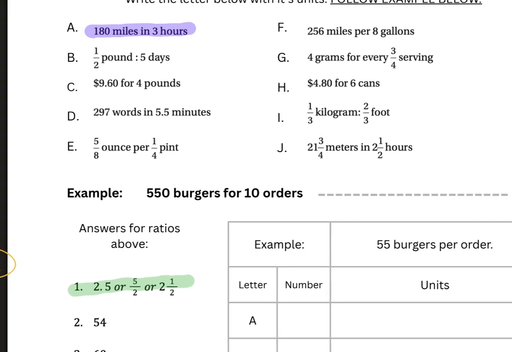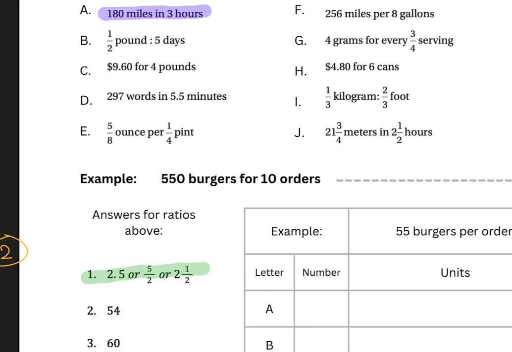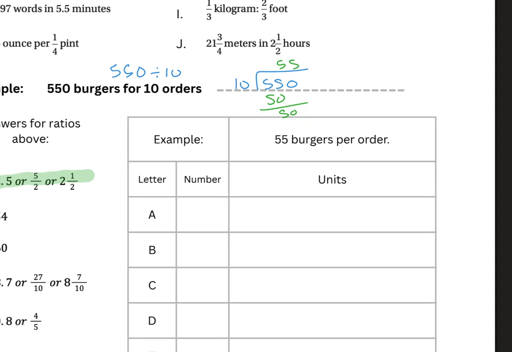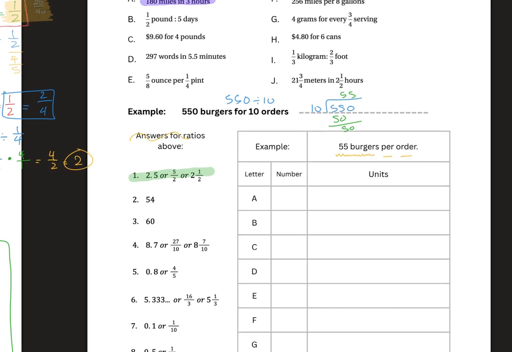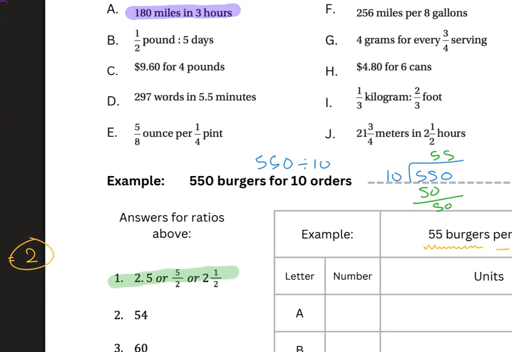So here's what that looks like. In fact, here's what they all look like on this page. It is 550 divided by 10. And if you're like, I don't know how to do that, this is how they all look. 10 goes into 55 5 times, and 10 goes into that 5 times. And so that's why I write that it is 55 burgers per order. Now, obviously, that answer is not over here because that's just the example, but this is how you do this page, okay? So this is all quite straightforward.